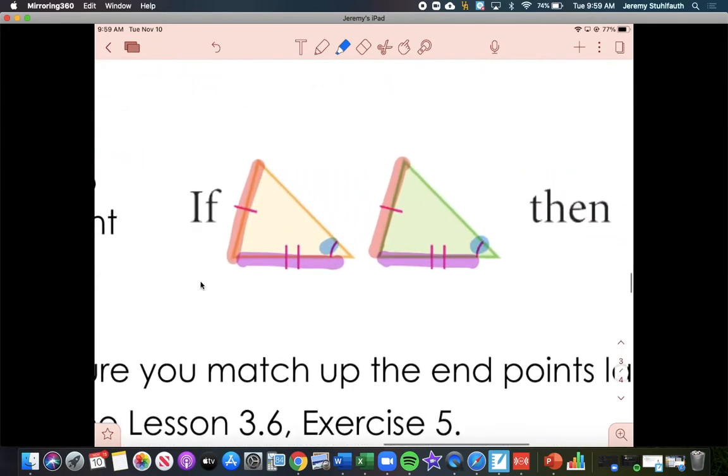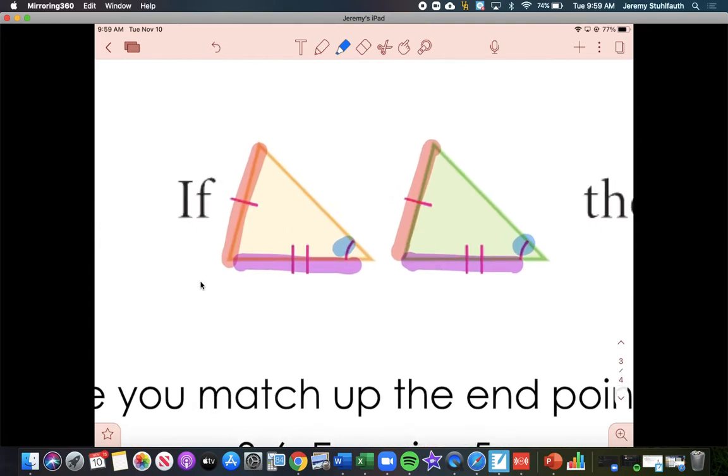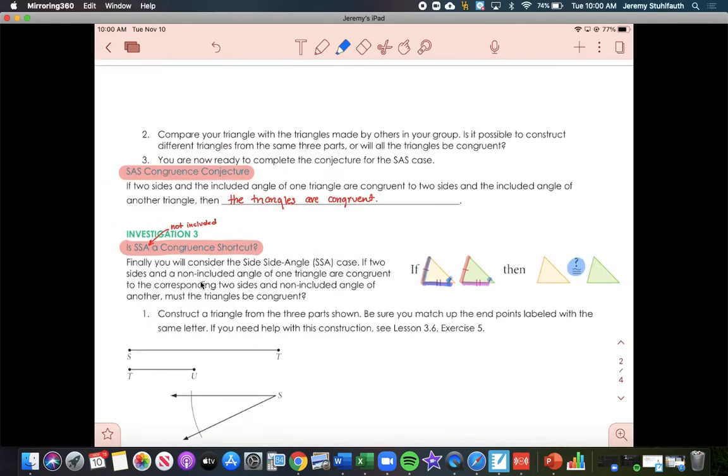Meaning, if we construct a triangle with a length of this side, a length of this side, and an angle that is that big, is that the only triangle that we can construct, or can we construct multiple triangles that have those properties? So we're going to go over to our smartboard.